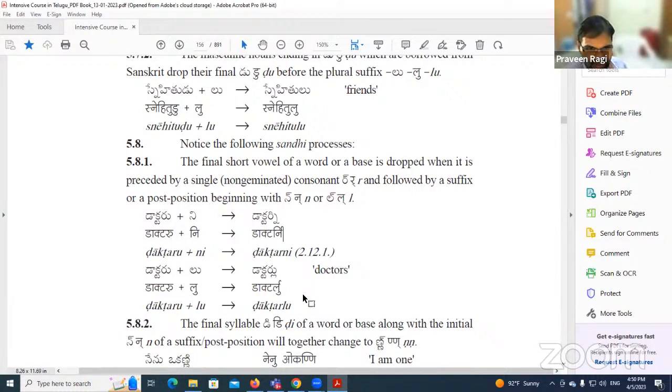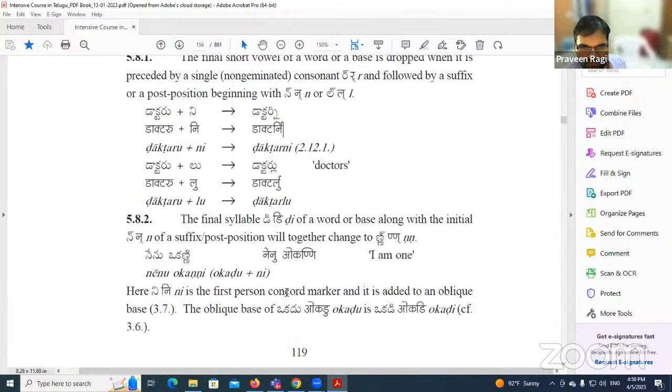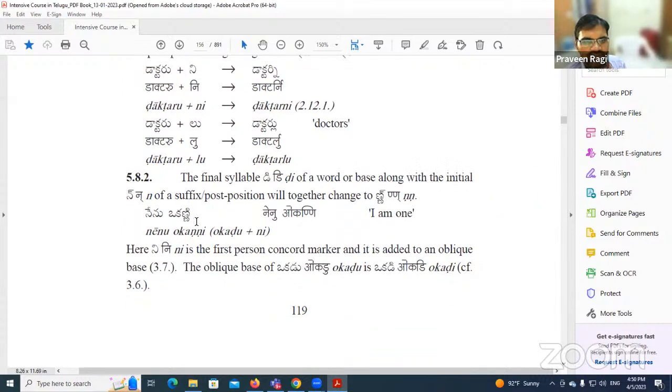Okay. Next one. The final syllable du of a word or base along with the initial ni, okkadini. I am one. So this is for I am one. Nenu okkadini. As an individual, meaning one person. What is one person in Telugu? Can you say?